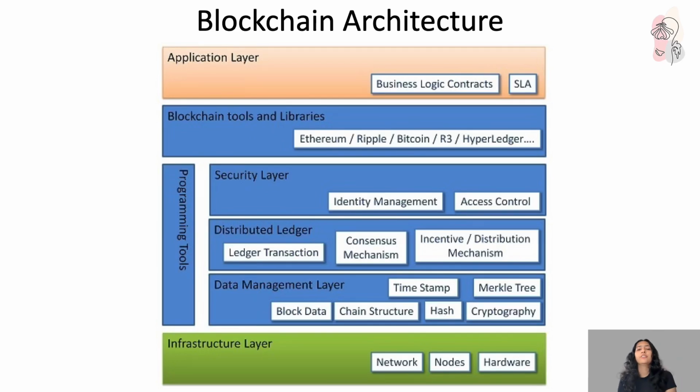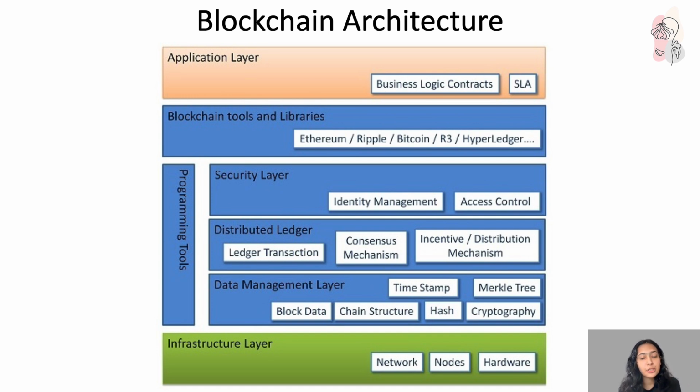Hello. Now that we've studied all the layers on a one-on-one basis, let's take a step back and look at the full picture of the blockchain architecture one more time. We've covered 5 interconnected layers, each with their own purpose, starting with the application layer, going to the security layer, distributed ledger, data management layer, and infrastructure layer. Alongside, we also studied blockchain tools and libraries, how we can do work that could take months or years in days, in weeks actually.